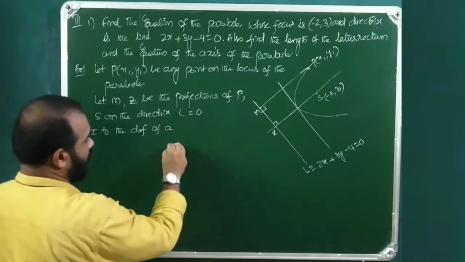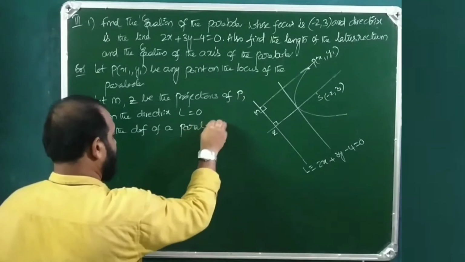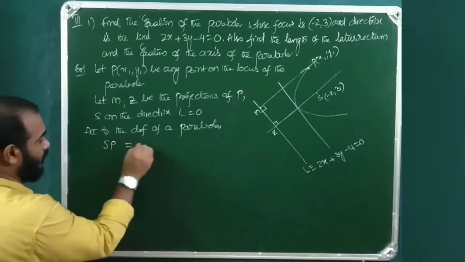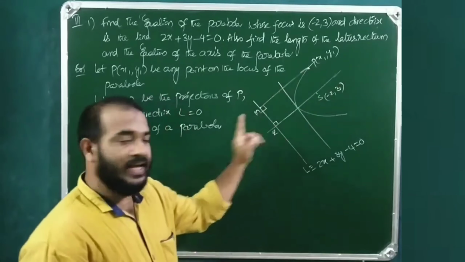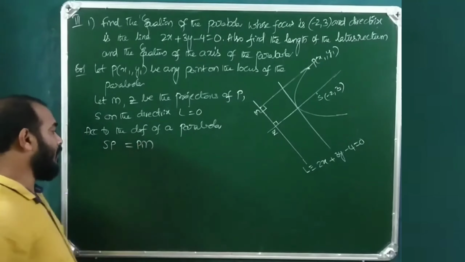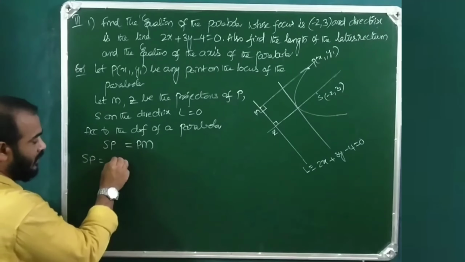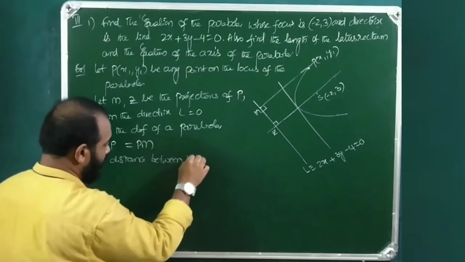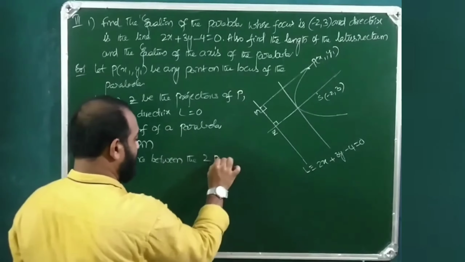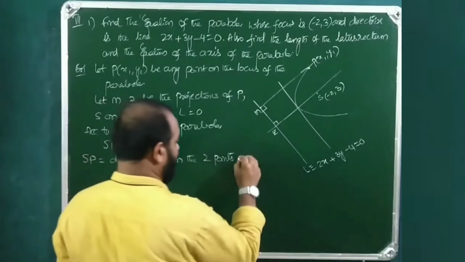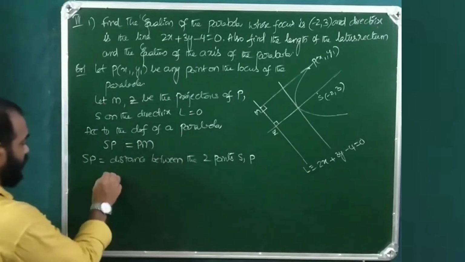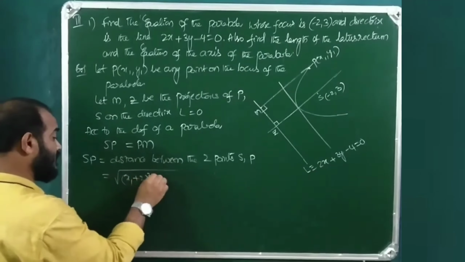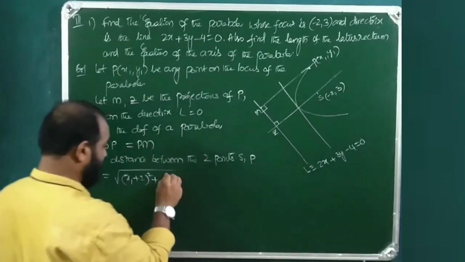Now, according to the definition of a parabola, P's distance from the fixed point, SP, is equal to P's distance from the fixed line, PM. SP = PM, where SP is the distance between the two points S and P, which equals the square root of (x1 + 2) whole square plus (y1 - 3) whole square.